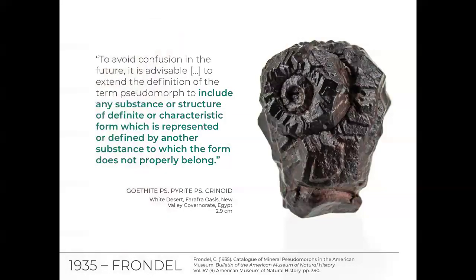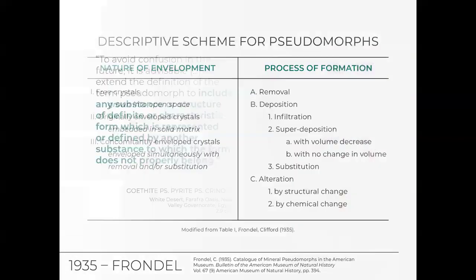Further, to avoid confusion, he suggests extending the definition to include any substance or structure of definite or characteristic form which is represented or defined by another substance to which the form does not properly belong. I adhere to this general philosophy personally, except for one small modification. Frondel includes everything except incrustations in which the original mineral is still present. I think those should be included too.